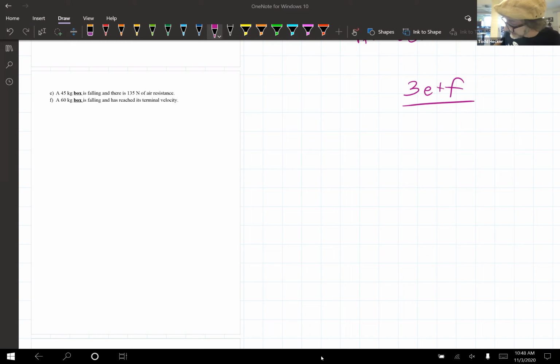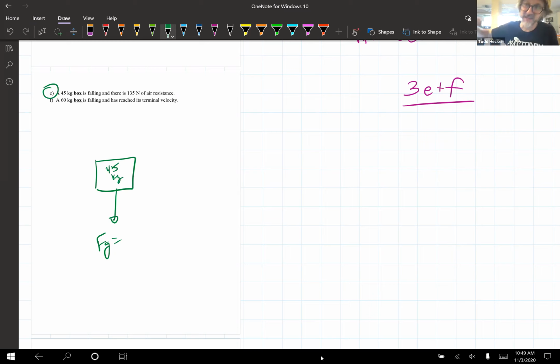So for 3E, we'll do that one using this green here. We've got a 45 kilogram box, so draw the box. It's falling, so don't draw a floor, right? It's not sitting on a floor. We got 45 kilograms worth of mass, so start with your force of gravity. It is not negative 9.8. The acceleration of gravity is negative 9.8, but your force of gravity is mass times negative 9.8, okay? So if you do that, you get negative 441 newtons, all right?